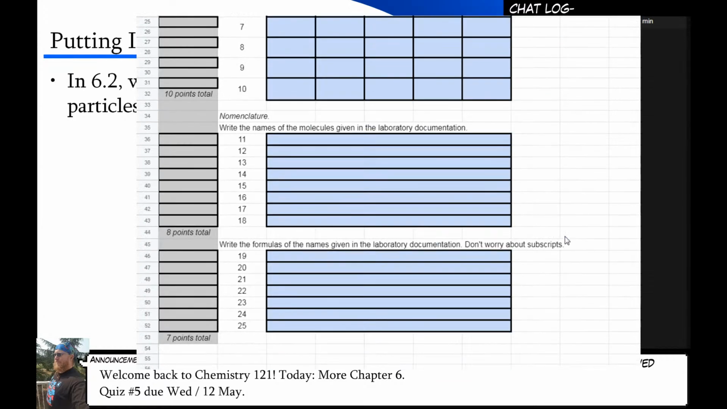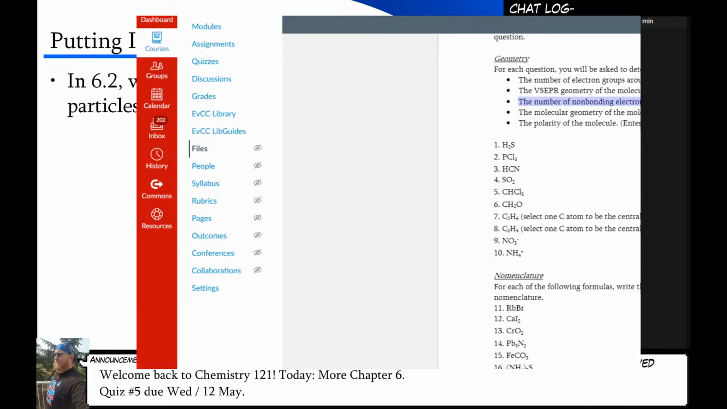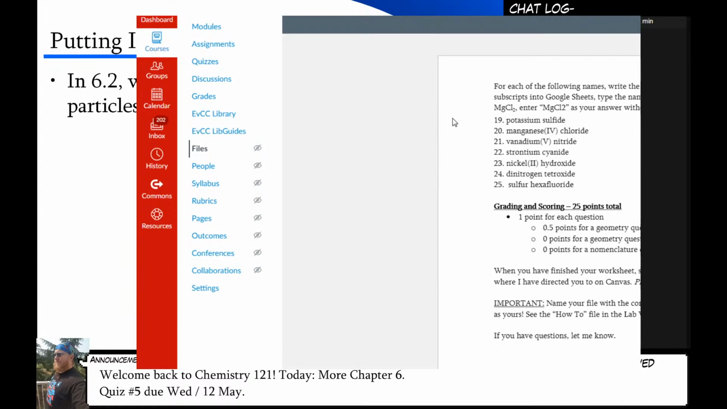Down here at the bottom are the names. You'll notice that the first 8 are for typing in the name of the formula, and then the last 7 are typing in the formula of the name that it was given in the lab documentation. So you do need the lab documentation to answer all these. So you need to have all of this stuff so that you can do the questions.